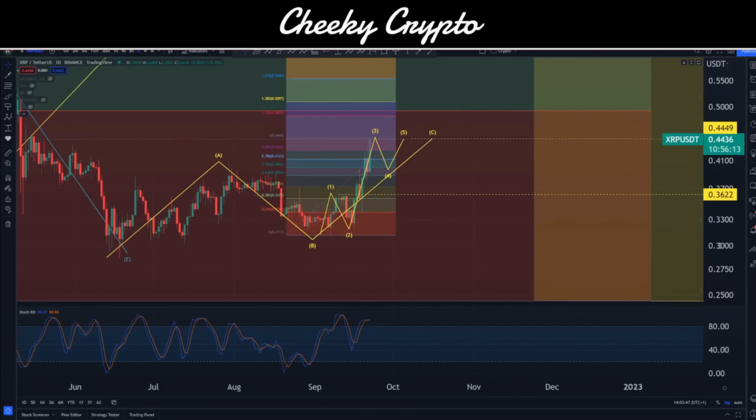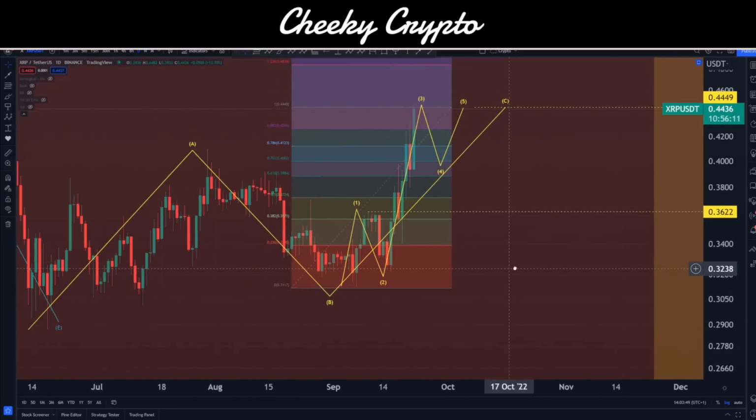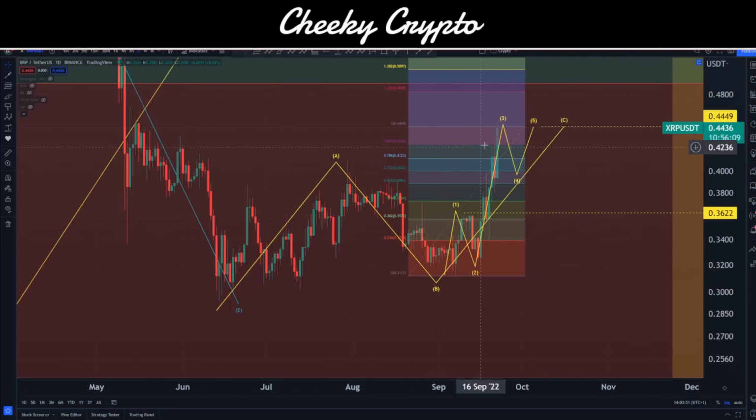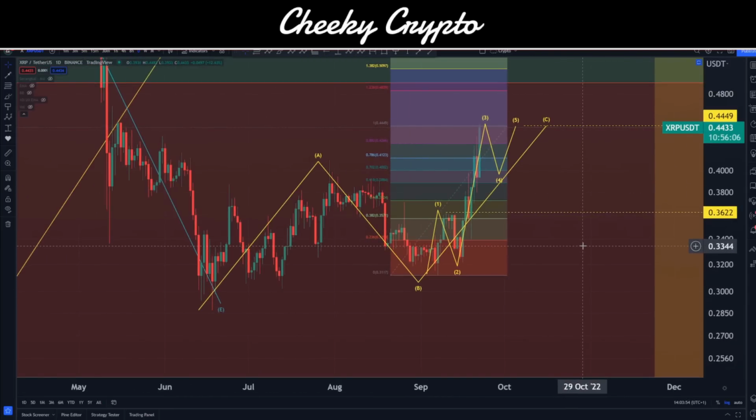So just be aware that the macro structures here are very, very clear. We are, of course, in corrective structures up, and therefore we will continue our motion to the downside once this actually completes on these structures.